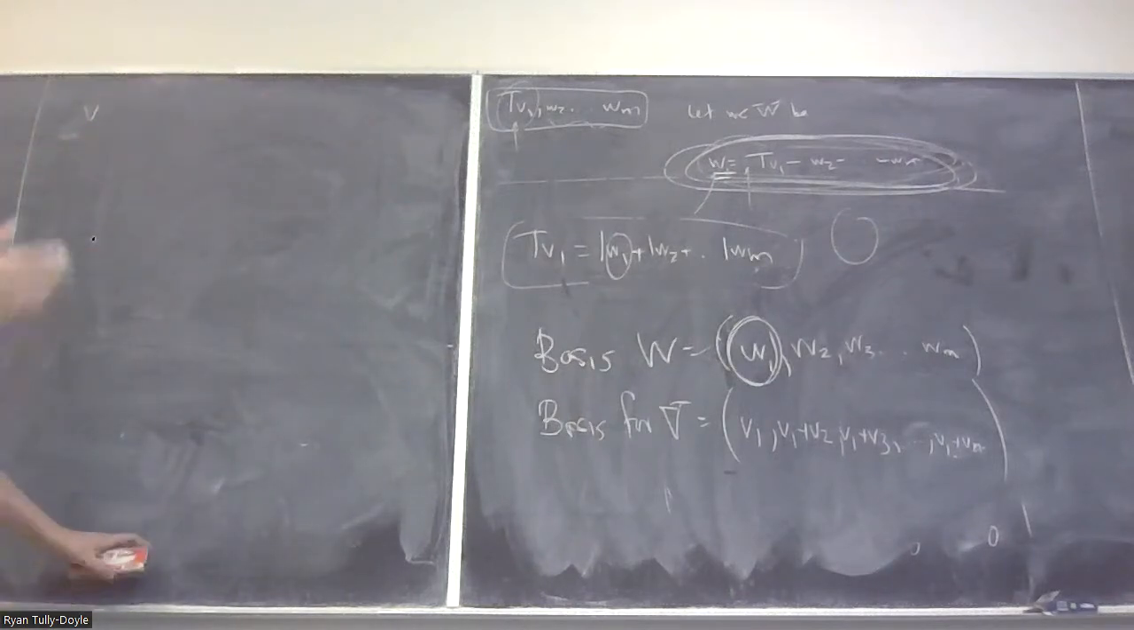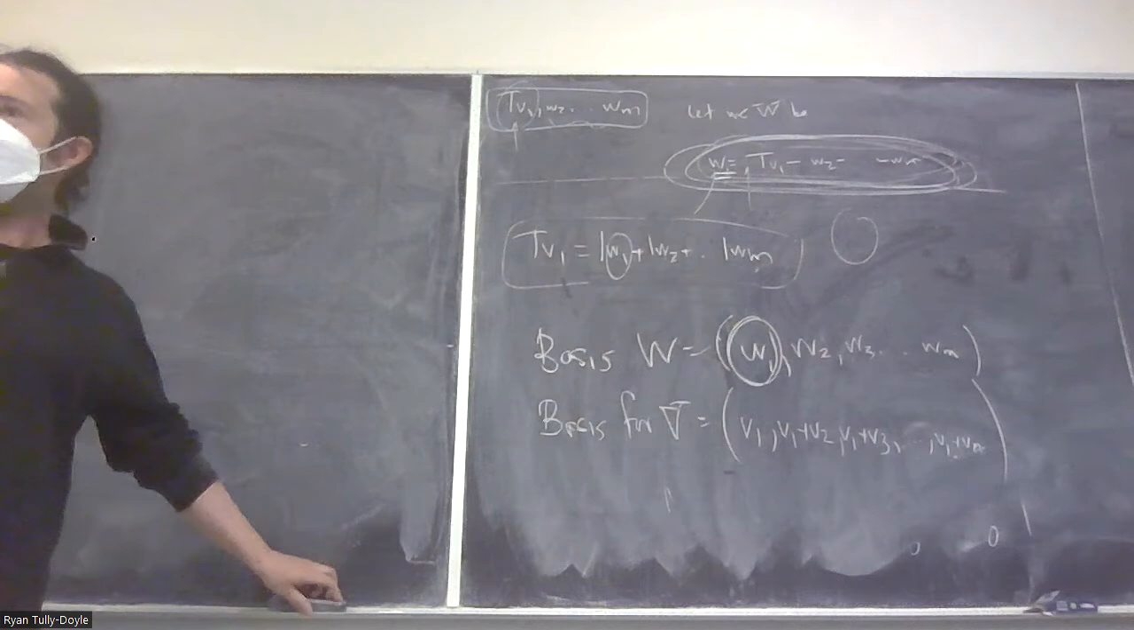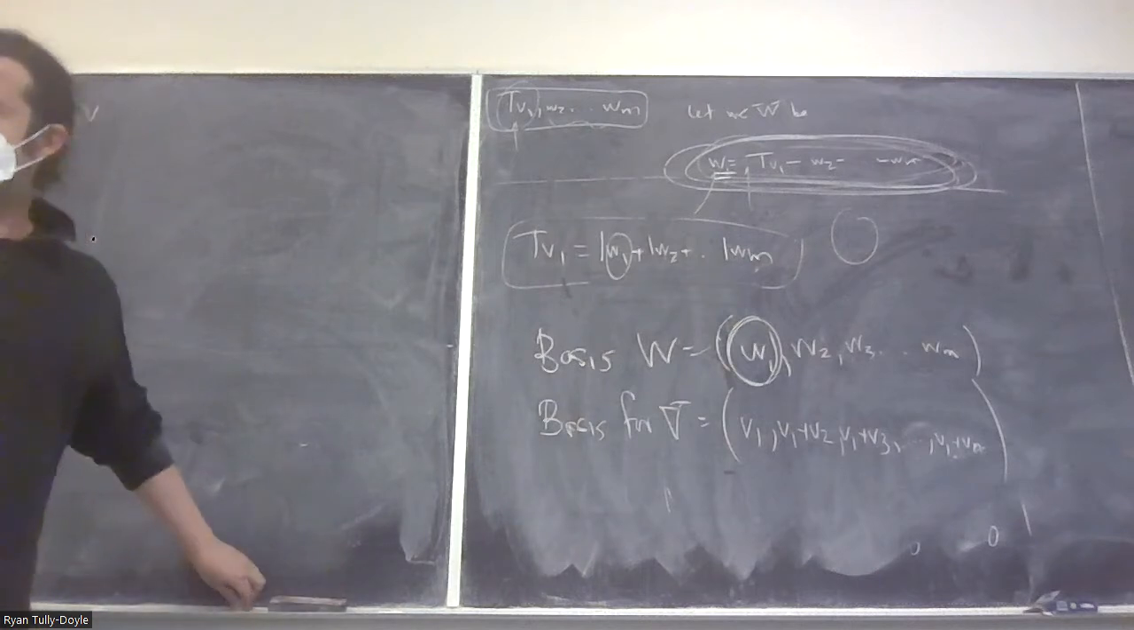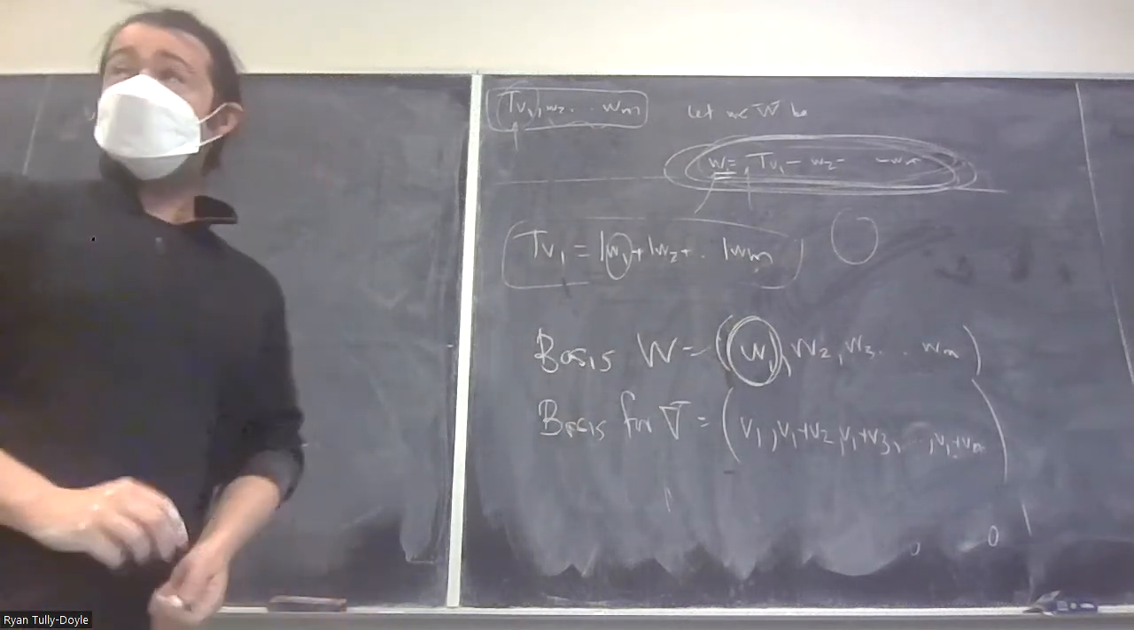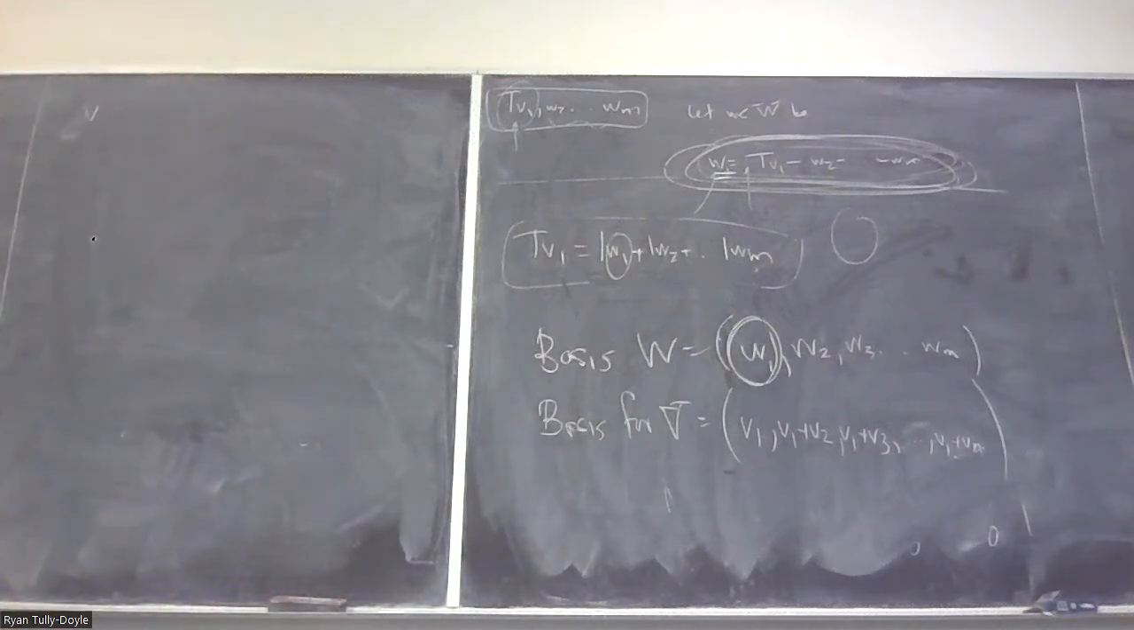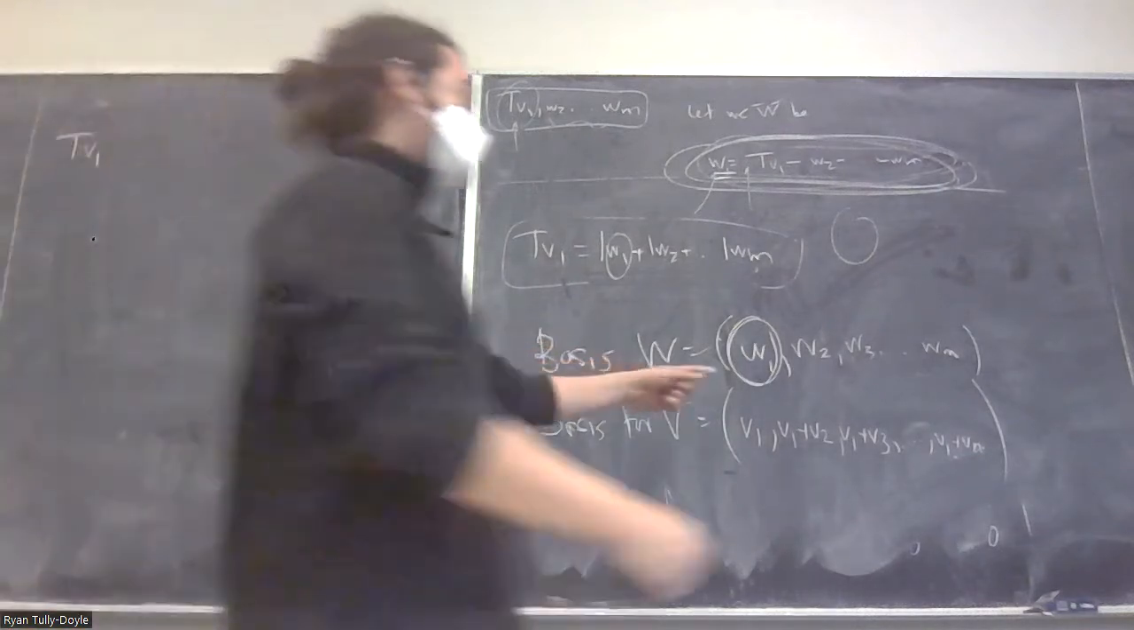Does anybody else have this idea, by the way? Look familiar at all? Okay, keep going. This is on the right track. I think this is going to work. Then T of... What's T of V1? Expressed in terms of this basis.